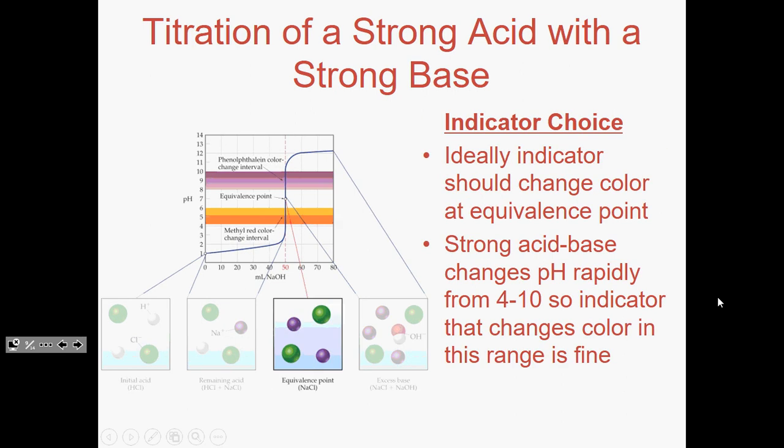So you should be able to understand how to calculate the pH and what exists in the beaker at each of those regions. The other thing you should be able to do is choose an appropriate indicator. And I briefly mentioned this before. Remember, our indicator should change color around the equivalence point. So in a strong acid base, it's such a big swing, 4 to 10, that there's actually a number of different indicators that would work fine.